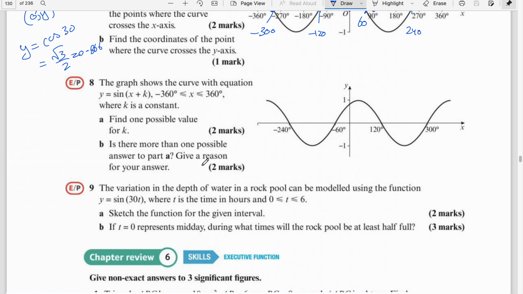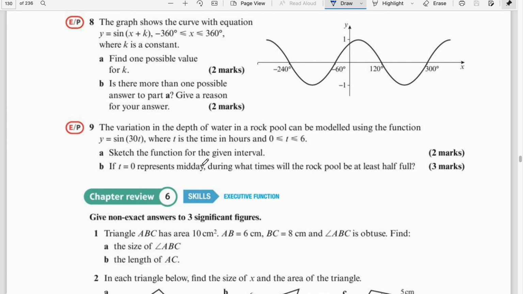Look at question number 8. The graph shows the curve with the equation y equals sine of x plus k. Now we are not sure what k is, but we are sure that this is sine theta's graph. It should look like this. It should have been like this starting from the origin. But what do we see? We see that it is crossing at 300. It should have ended at 360.